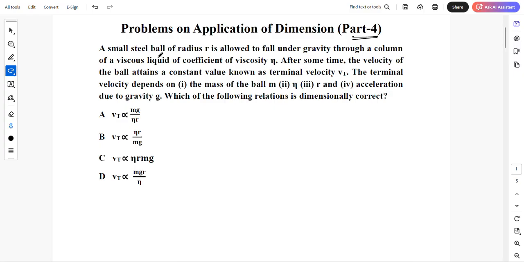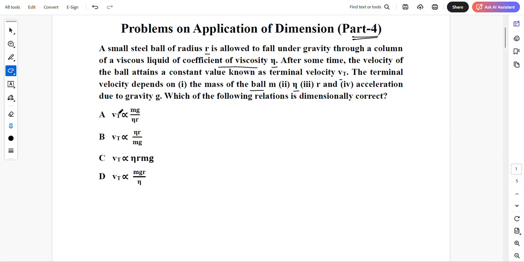It is saying a small steel ball of radius r is allowed to fall under gravity through a column of a viscous liquid of coefficient of viscosity eta. After some time, the velocity of the ball attains a constant value known as terminal velocity. The terminal velocity depends on the mass of the ball, eta, that is coefficient of viscosity, radius, and acceleration due to gravity. Which of the following relations is dimensionally correct?